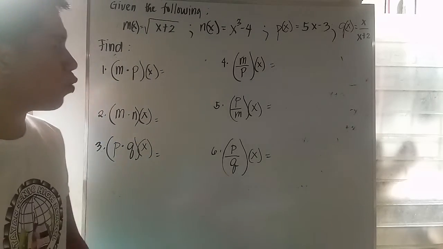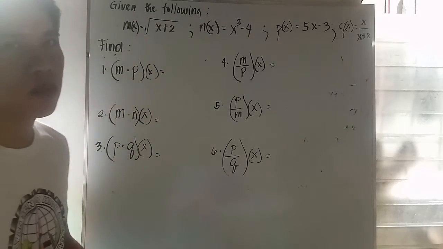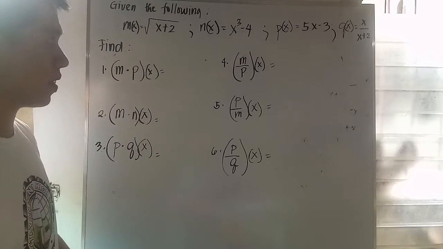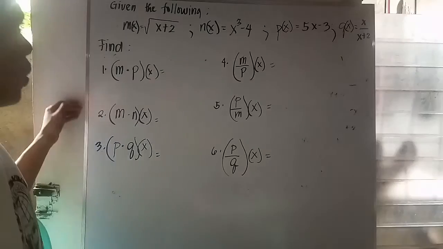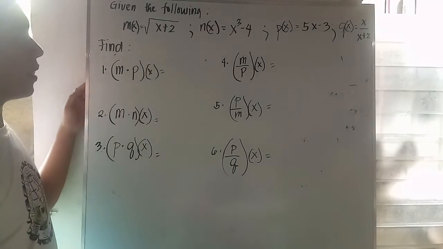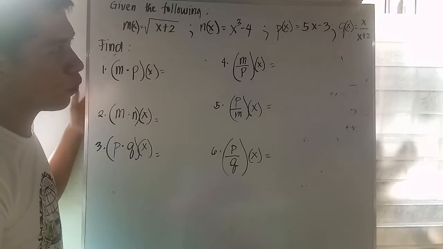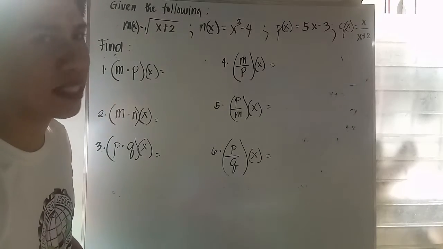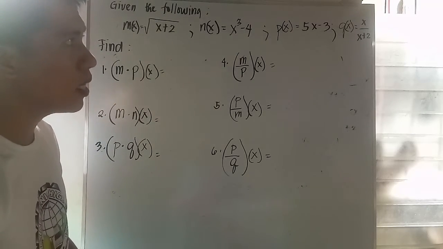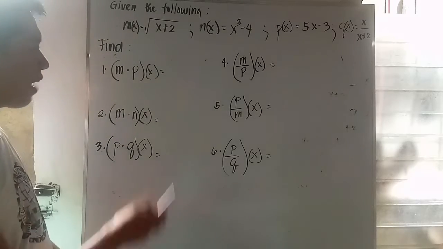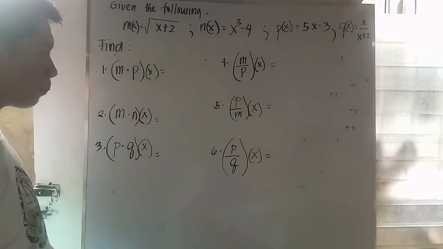Okay, so this time we will now find the product and the quotient of two functions. Given m of x that is equal to square root of x plus 2, n of x that is equal to x cubed minus 4, p of x that is equal to 5x minus 3, and q of x that is equal to x over x plus 2, we will find out the product.